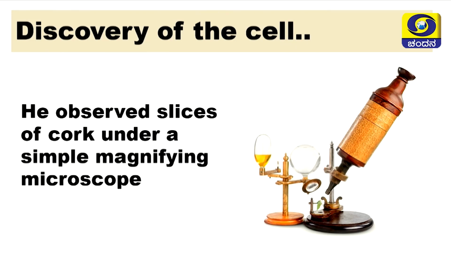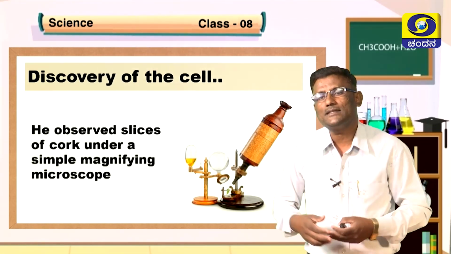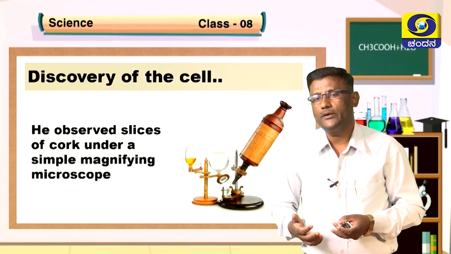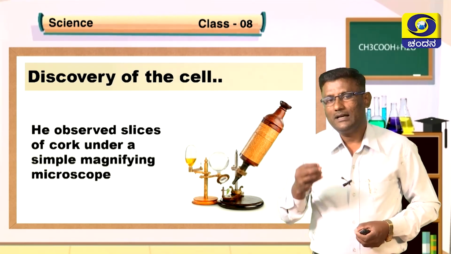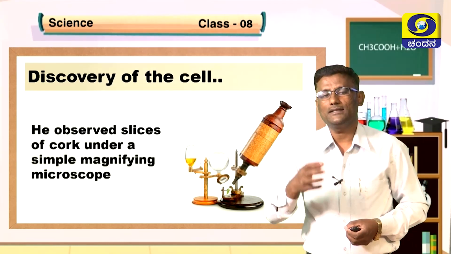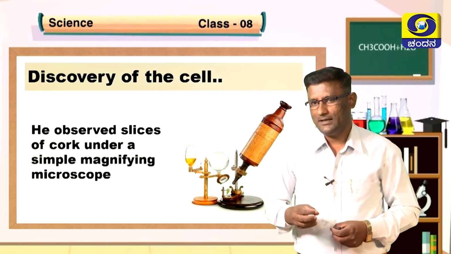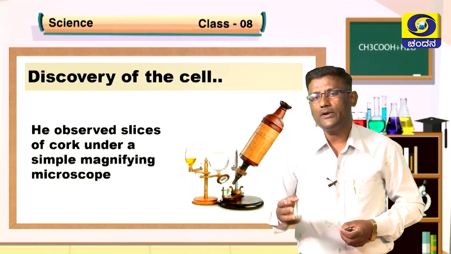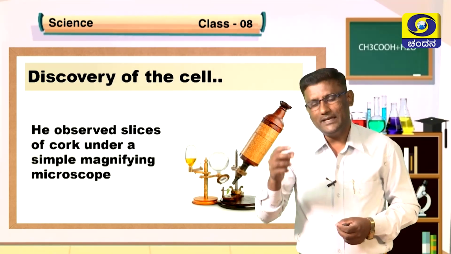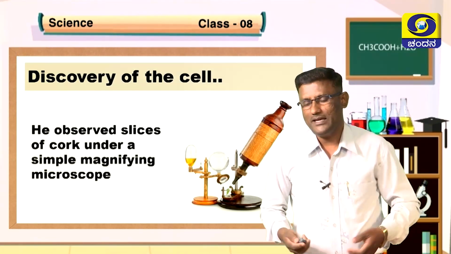What is that magnifying instrument, the microscope? A magnifying instrument is an instrument that enhances the size of an object when we look at that object under the microscope. Robert Hooke observed the slice of cork under the simple magnifying microscope. Magnifying means this instrument enhances the size of any object when we observe it under the instrument or the microscope.